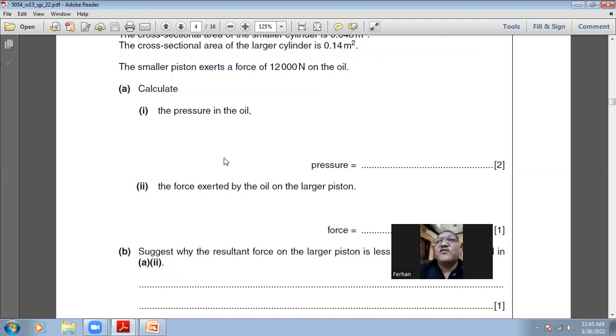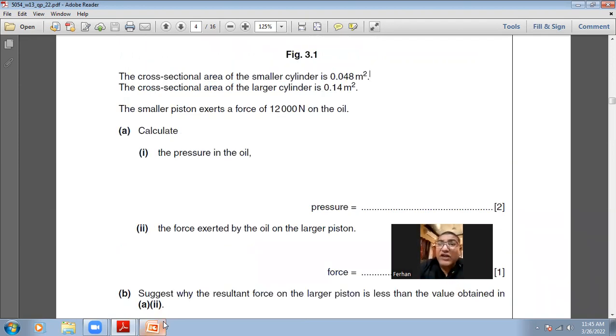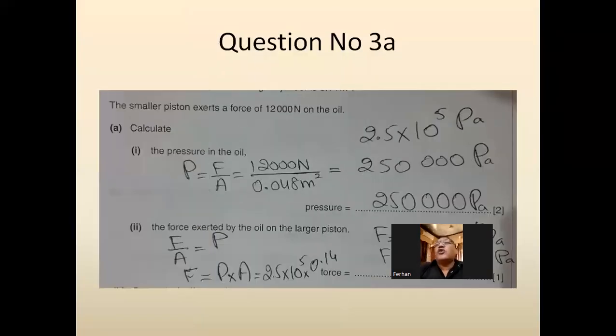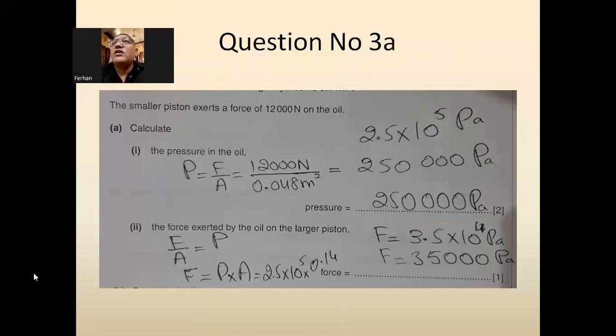So I can calculate the pressure in the oil. The pressure is equal to force divided by area. So the force is 12,000 Newton and the area is also known. So here we go. The pressure in the oil will be the force divided by the area, 12,000 Newton divided by 0.048 meters squared. So it will be 250,000 Pascal, which means 2.5 × 10^5 Pascal.